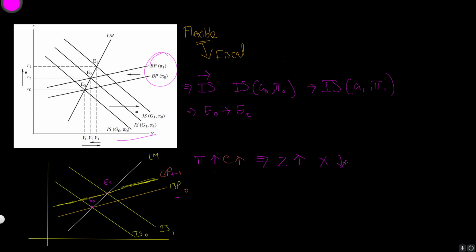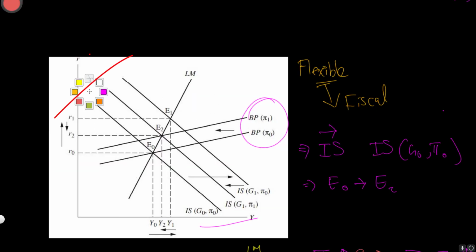Because you have a decrease in exports, our IS curve would slightly go backward, and this is exactly what we are seeing in the diagram. So initially the IS curve goes from IS0 all the way to IS1, but then it's going to go from IS1 slightly backward. However, because we have a decrease in exports, the IS curve would retract slightly backwards.